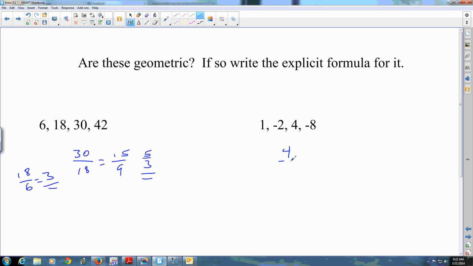Is this one? Okay, pick a number. Pick another number and divide by the one that came before it. You get the same number. So yes, that's a geometric sequence. Its common ratio would be -2. I think that's all of them on there.